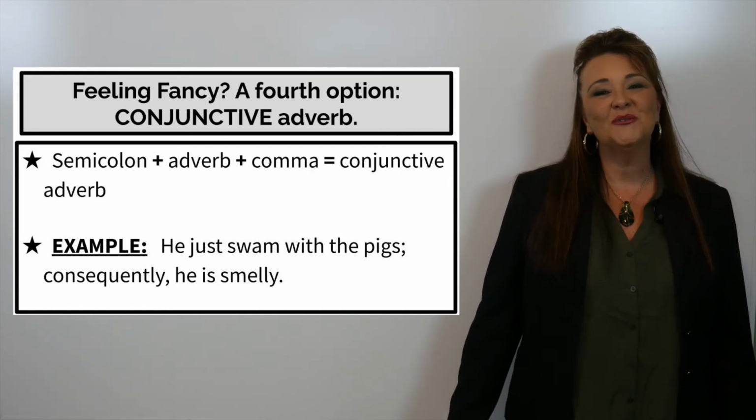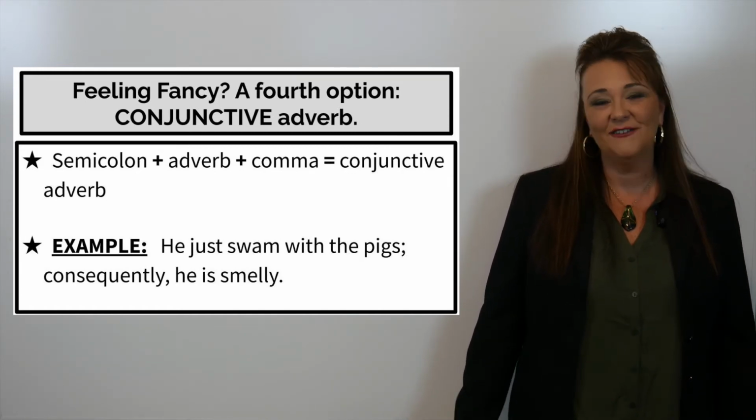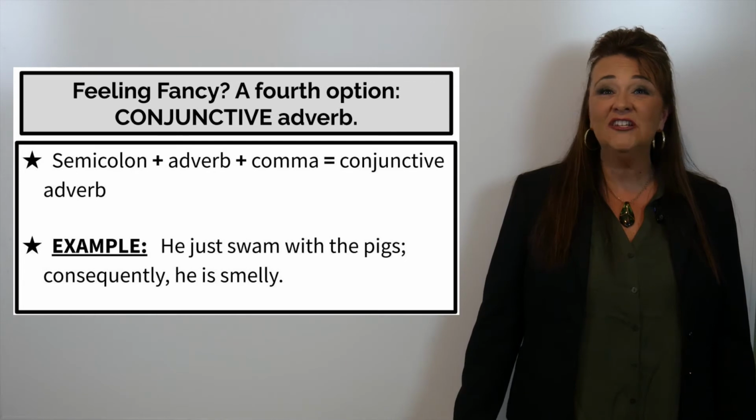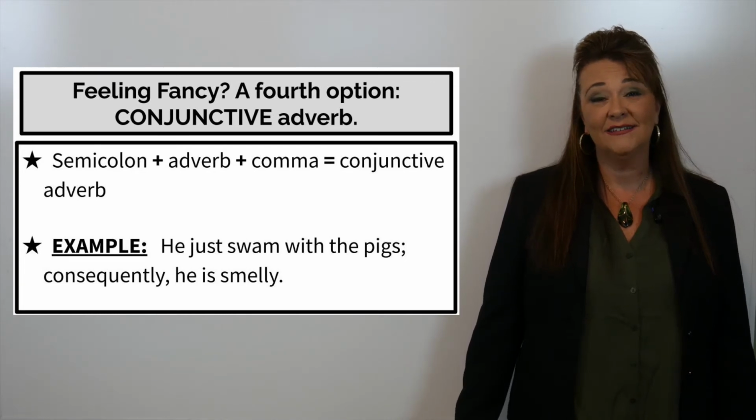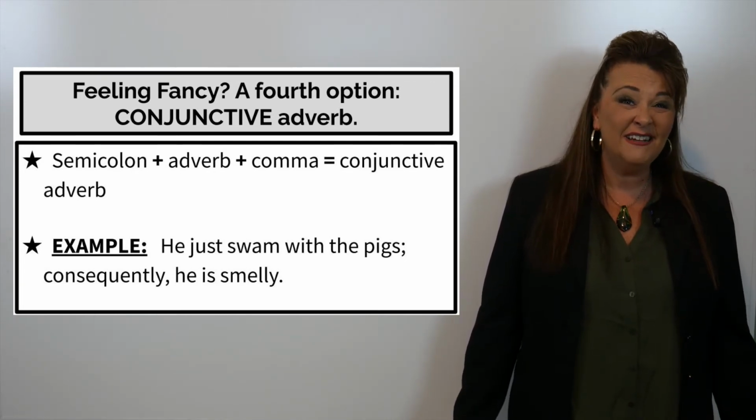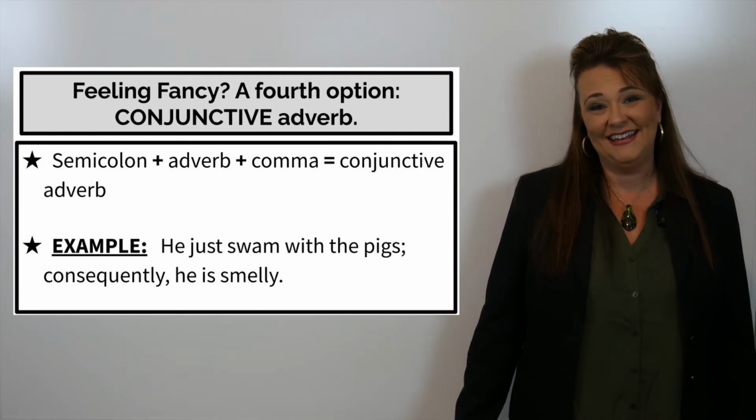Here's an example sentence using a conjunctive adverb. He just swam with pigs; consequently, he is smelly. So maybe you're not sure exactly what adverbs you can use as conjunctive adverbs.